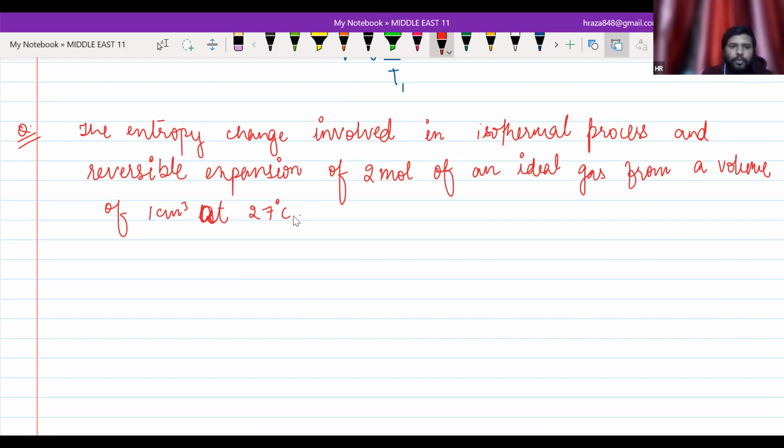This was 1 cm³ to 10 cm³ at 27°C. Please solve this. Today we will complete this chapter.